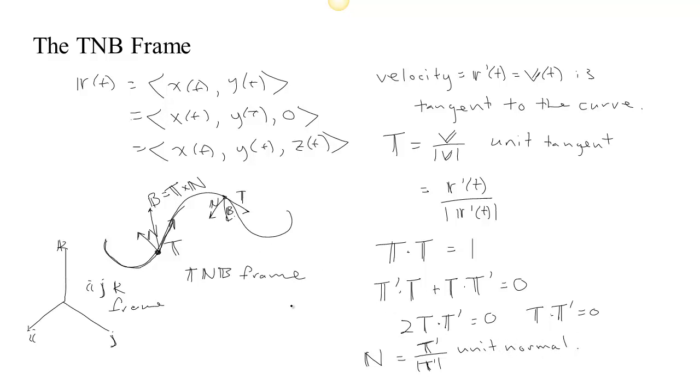Okay, and then finally we're going to get our unit binormal by taking t cross n. So this will be our unit binormal.